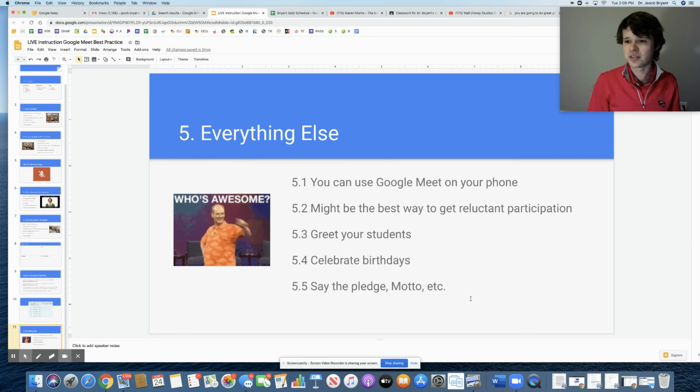Say the pledge, the school motto, stick to some of those traditions that are going on. Anything that you can do to produce normalcy for these kids in the live environment is great. And they're going to be looking forward to getting into your live class every day. They're going to be looking forward to seeing you and hearing you and being a part of a classroom, because ultimately that's powerful. That's why they come to school in the first place, is to be a part of something great.